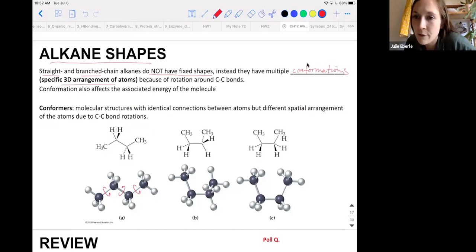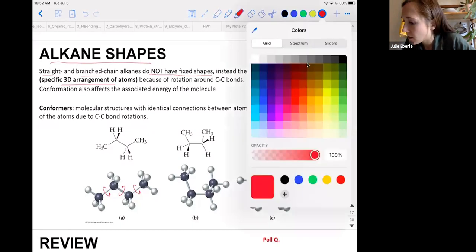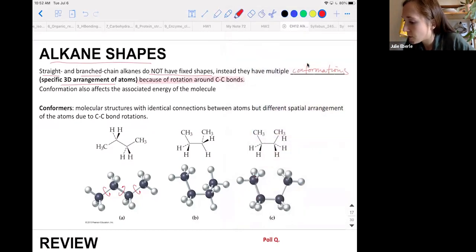What is a conformation? It's just the 3D arrangement. It's just actually how it would exist three-dimensionally in space. Okay? Why do they have multiple conformations? Here's the key part of this. Because there's rotation around the carbon-carbon bonds. It's maybe the most important part of this statement. Carbon-carbon bonds can twist. They can rotate without breaking, okay?